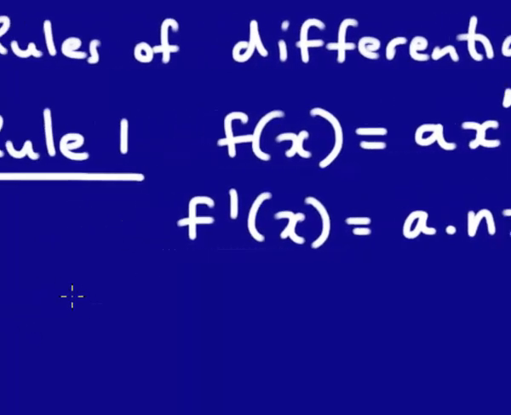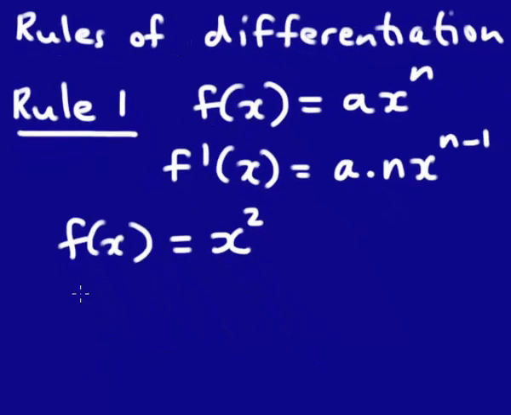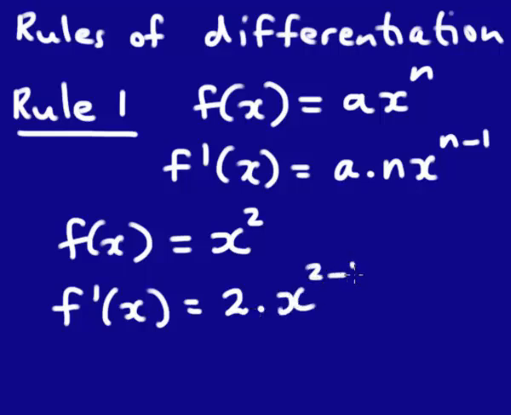For example, if you had f(x) = x squared, in the previous lesson the gradient was determined by first principles, and the answer was 2x. I don't know if you can remember that, but we got an answer. If you apply rule 1 of differentiation, it says bring down the 2 and subtract 1 from the original exponent, which gives you 2x.